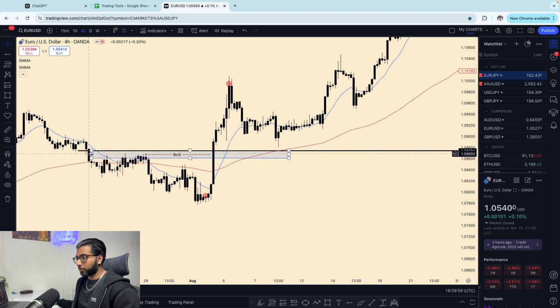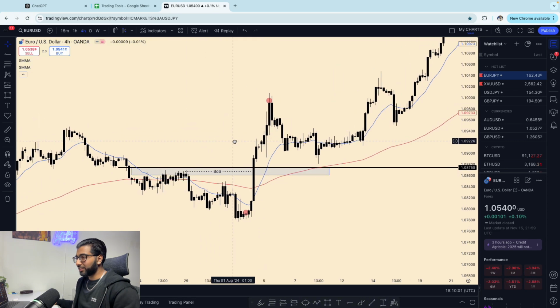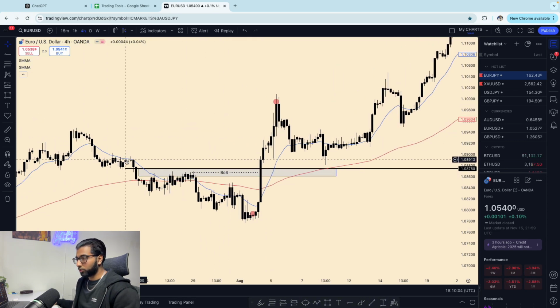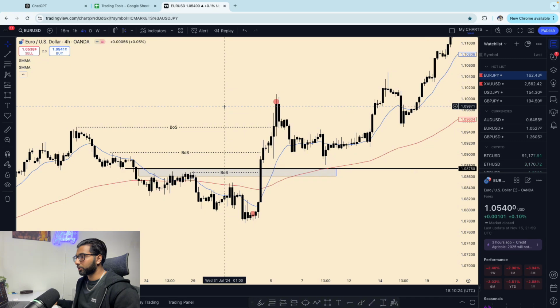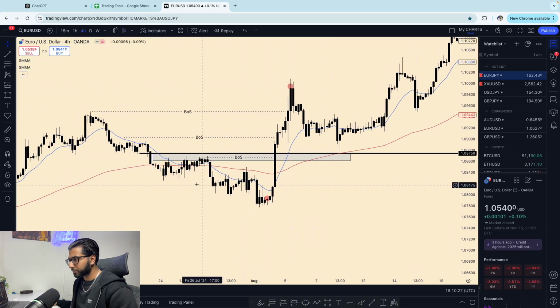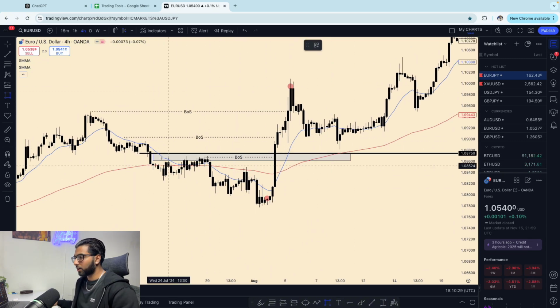Okay. Now, we had this breaker structure, and we actually had many breaker structures. We had 1, 2, 3 structures broken. So we're going to draw this out. That's our second. And this is our third. Okay. So we had 3 structures being broken. So for me, these 3 areas are areas of interest, right? Boom. And then obviously here as well.